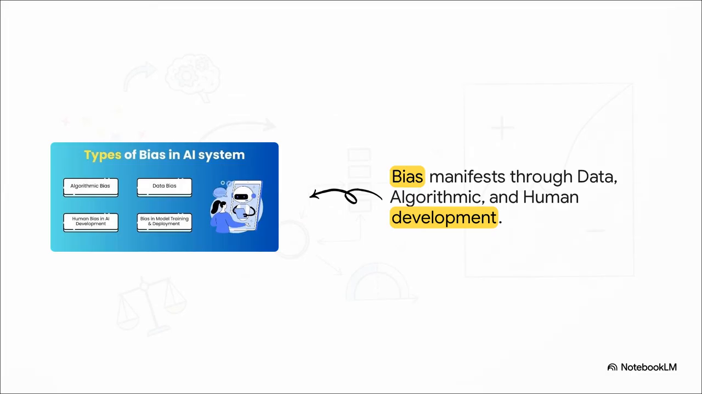And this inequity sneaks into AI systems at a few distinct stages. First, it starts with data bias, using unrepresentative data sets. Then comes algorithmic bias, which is about how the model is designed or the specific metrics chosen to evaluate it. And finally, human bias in deployment. That's when the final model is misapplied or its predictions are trusted blindly without any human oversight.